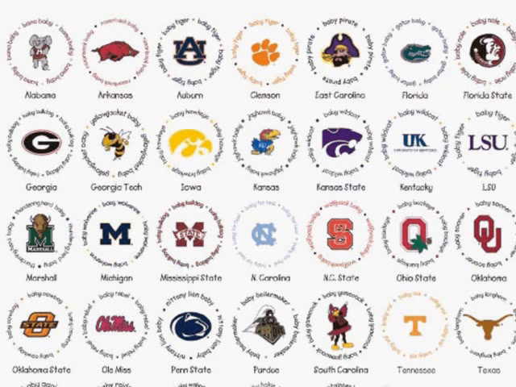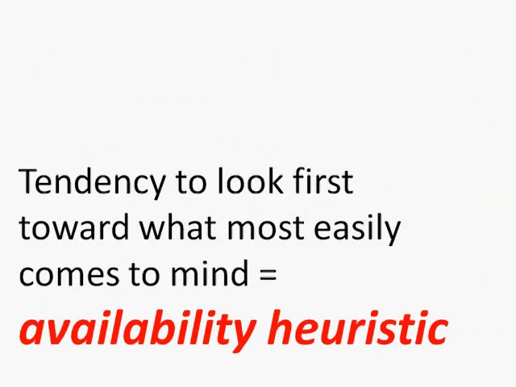Most people start thinking about which colleges come easily to mind. You may think of colleges where your friends and family have attended or with which you associate your favorite sports teams. You might think of Ivy League colleges famous for certain majors or like MIT for math and engineering. This tendency to look first towards what most easily comes to mind is the availability heuristic.